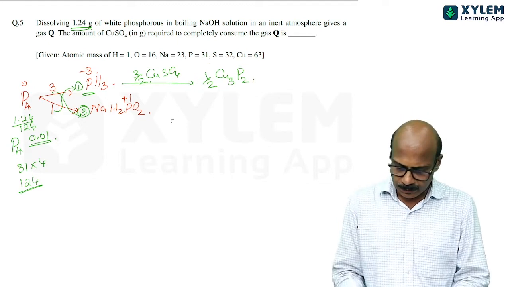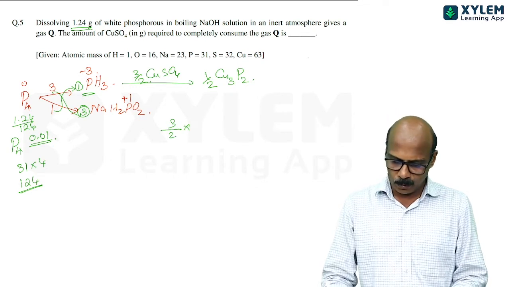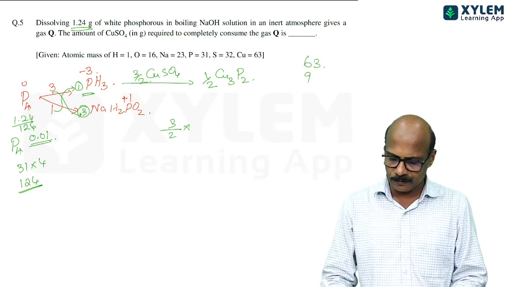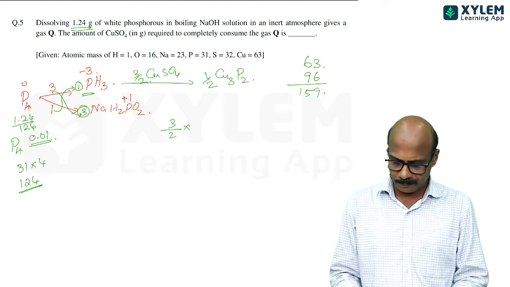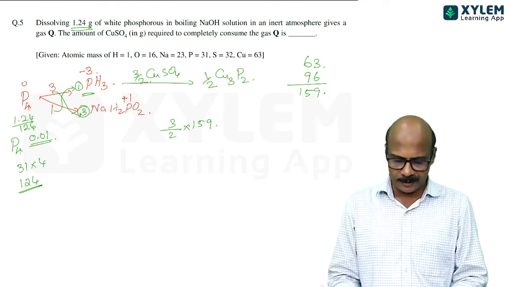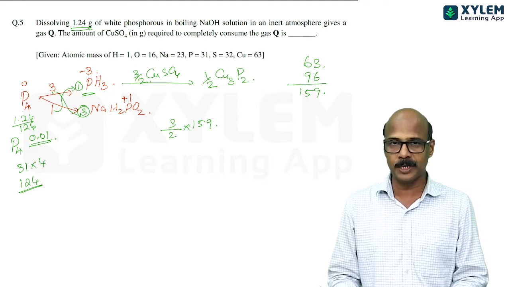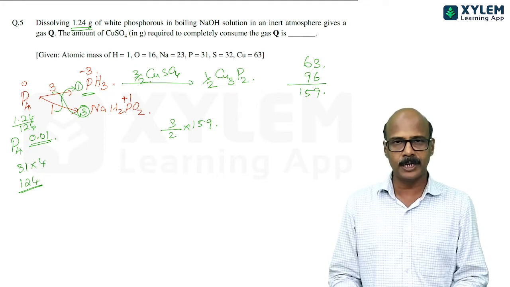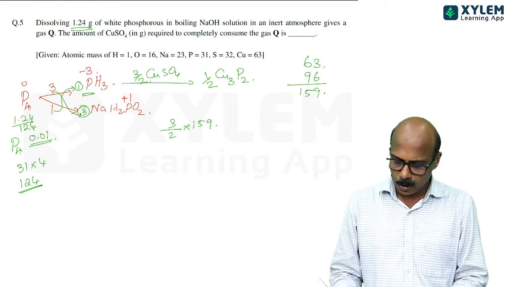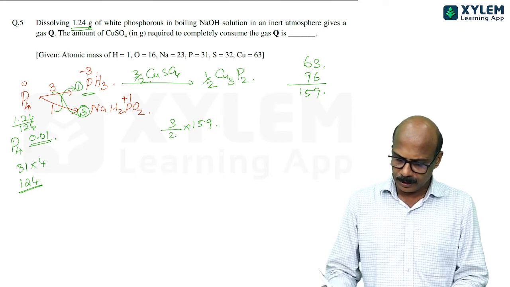That means 3 by 2 into what is the molar mass of copper sulfate? Copper you know 63, sulfate group is 96. On adding you will get 159. So 3 by 2 into 159 gram copper sulfate is needed for 1 mole phosphine. Please don't forget you produced only 0.01 mole phosphine. Before that, for 1 mole phosphine, how many gram of copper sulfate is needed? Let me find out.